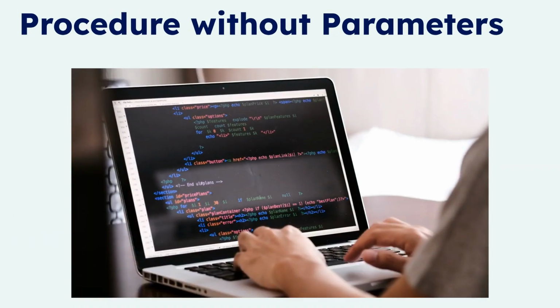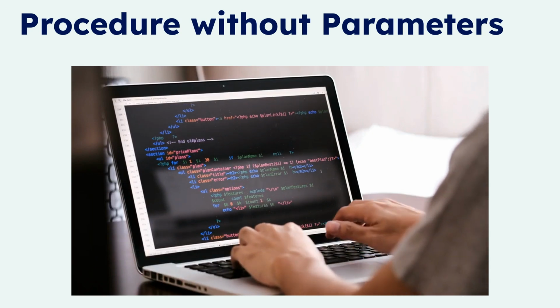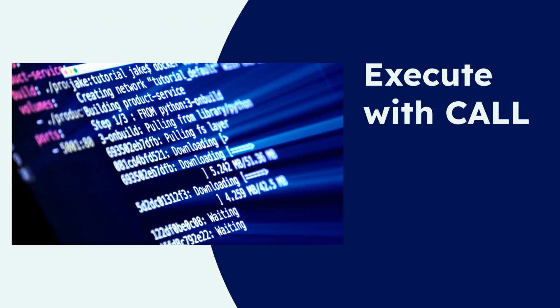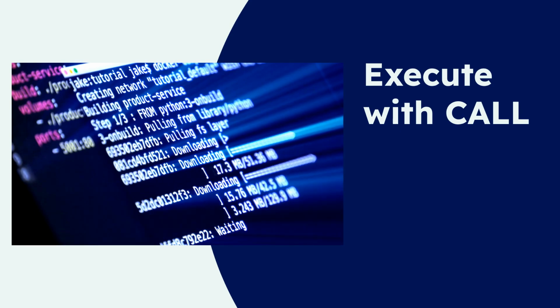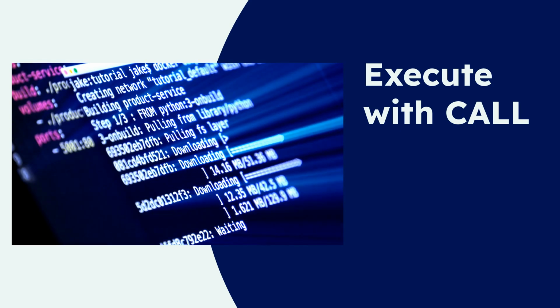Our first stored procedure will not require any parameters. Inside this procedure, we update the employee whose ID is 1 and change their name to Steve. After defining the procedure, we execute it using the call statement. When we run a select query again, we can see that the name for employee ID 1 has been updated.